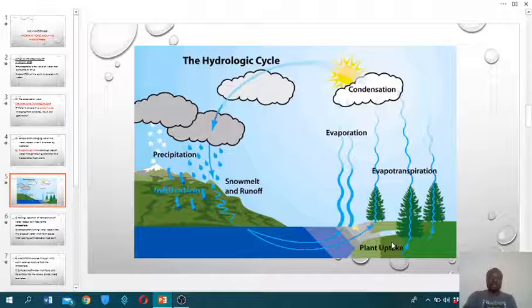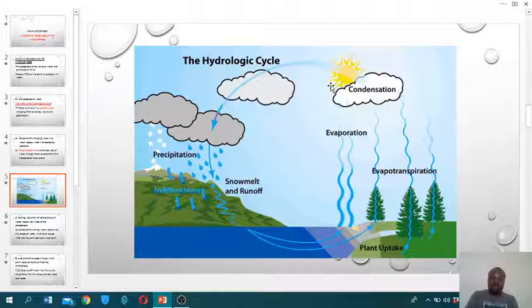The diagram shown is that of the hydrological cycle, a simple diagram showing the hydrological cycle. Some of the key terms that you have come across are as follows. When the sun heats the ground, the earth, there is evaporation. Apart from evaporation, we also have evapotranspiration. These are the two processes that ensure that there is water vapor in the atmosphere.